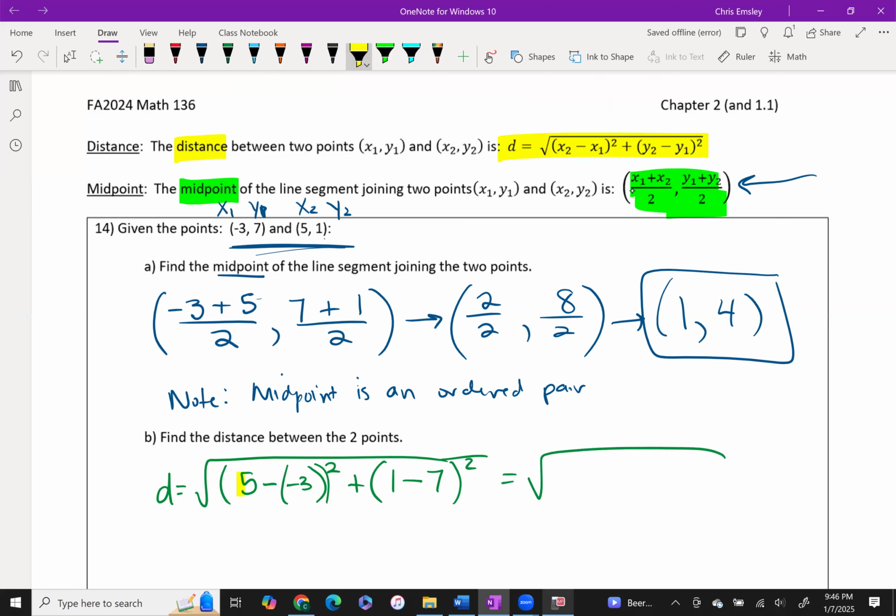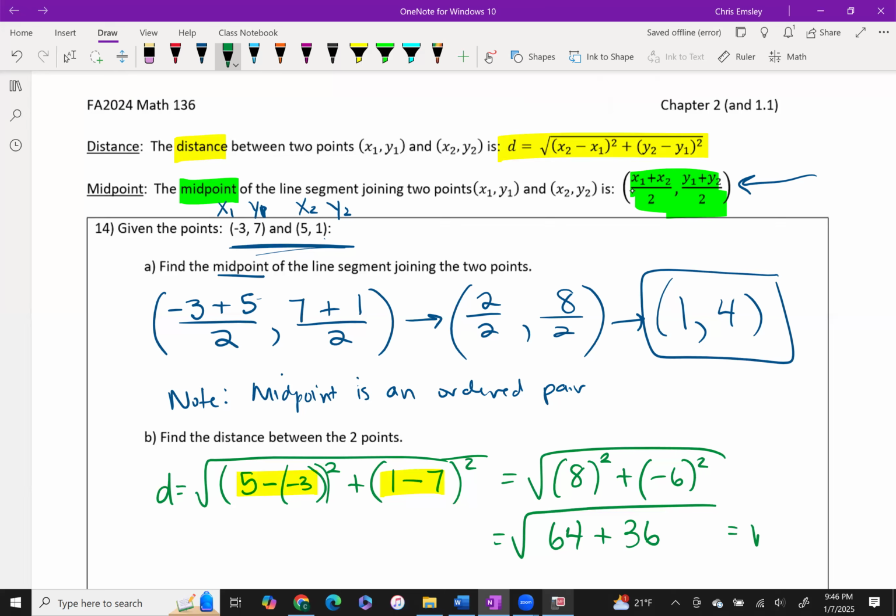I'm going to simplify what's in the parentheses first. So 5 minus a -3 is 8 squared. And 1 minus 7 is -6 squared. 8 squared is 64. -6 squared is 36. Remember, negative times negative leaves a positive. That is the square root of 100. Beautiful. That is a perfect square. So the square root of 100 is 10. 10 is the distance between the 2 points we were given.